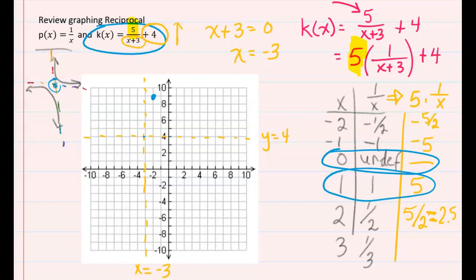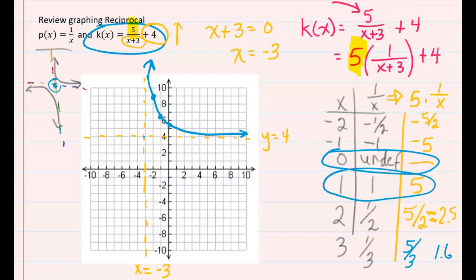And we can see we can go over 2 and then go 2.5 up. And we could do the same thing down here. That would be 5/3. If we multiplied it times 5, that's about 1 2/3. So 1.6. So I would go over 1, 2, 3, and then up 1.6. But all we really need to know is that it kind of gets closer to our axes very quickly.